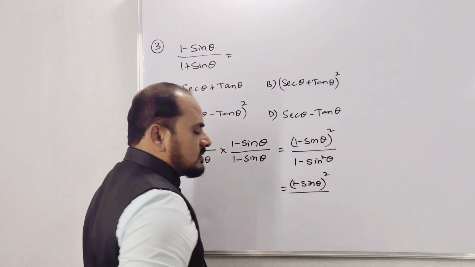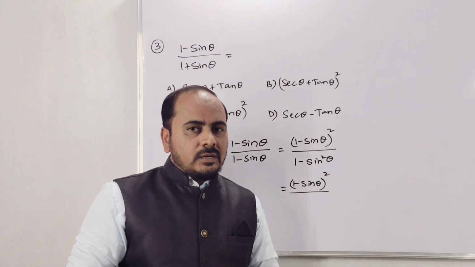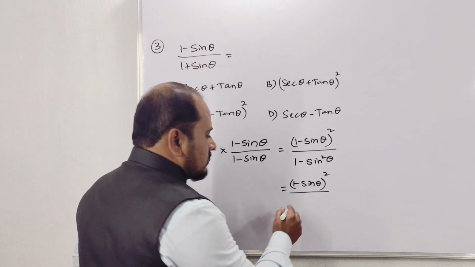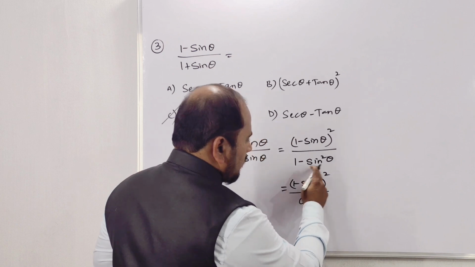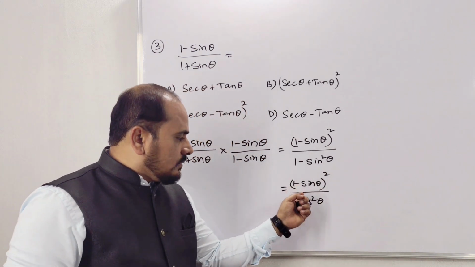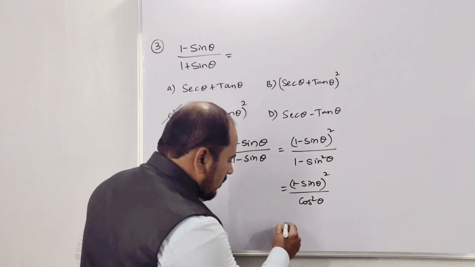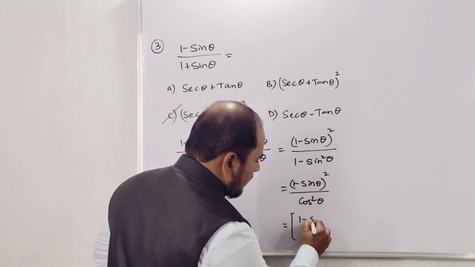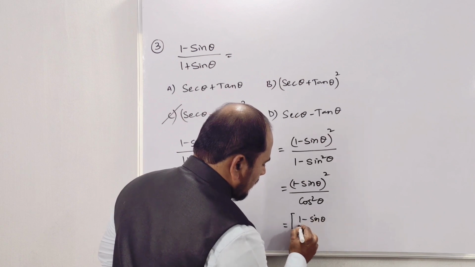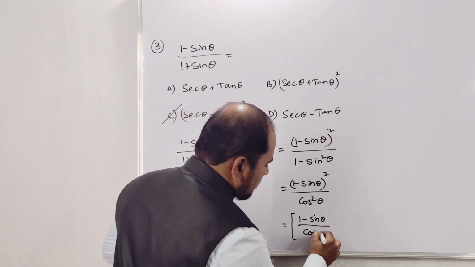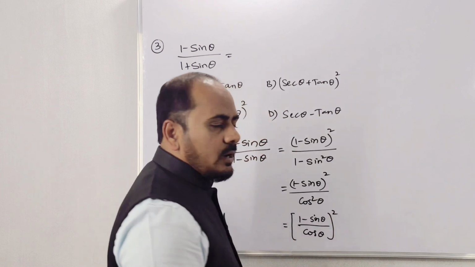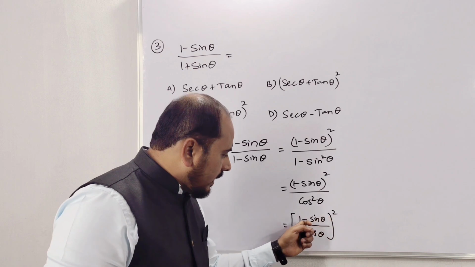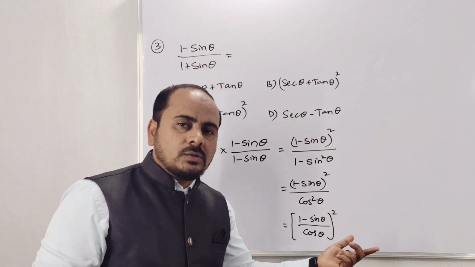As you know very well, the first identity, that is sin square theta plus cos square theta is equal to 1. 1 minus sin square theta is cos square theta from that. So here 1 minus sin square theta can be written as cos square theta. Now both have squares. Then you can write it as (1 minus sin theta divided by cos theta) whole square. Hope you understand, my dear. For this whole square, we can make numerator by denominator whole square.